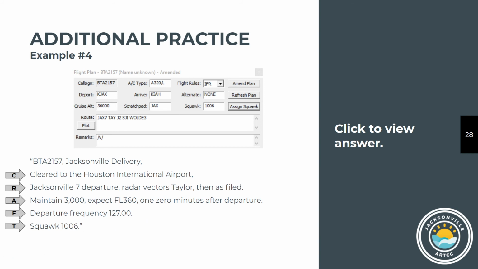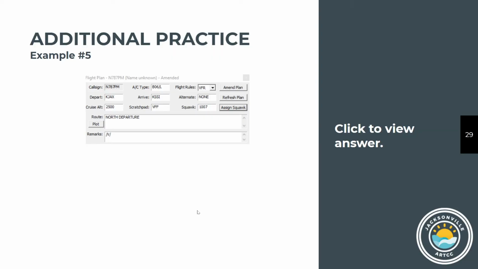And once they do, you can say, read back correct, contact ground on 121.8 with information Oscar, push back and start at your own discretion. And off they go. Okay. Next we have a VFR one.